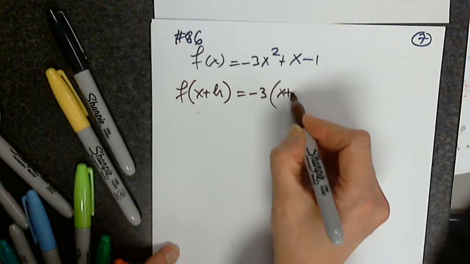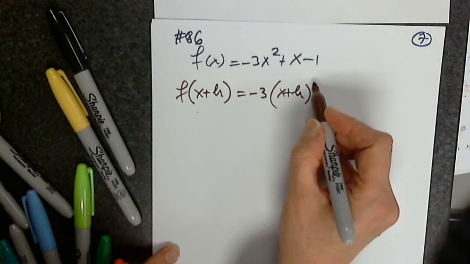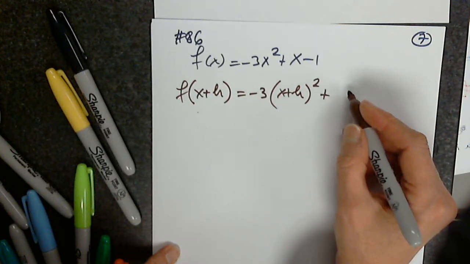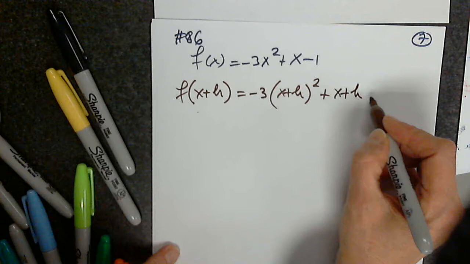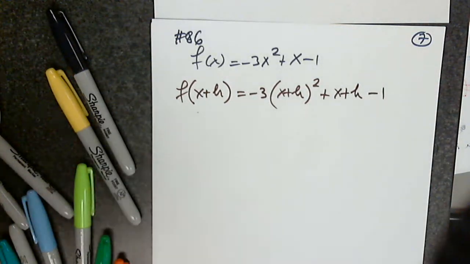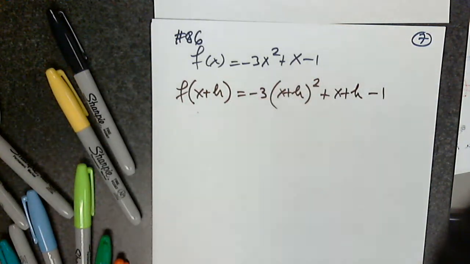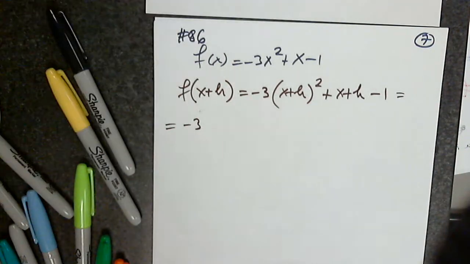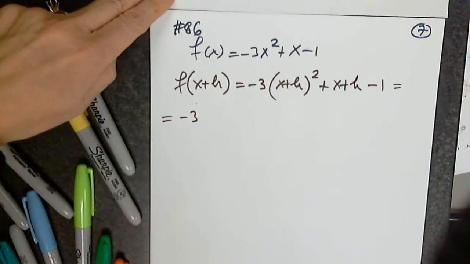x plus h, very good, squared. Perfect. Plus? x plus h minus 1. Yes. There is no need of parentheses because this is positive. There is no number. Good. So can anyone just square x plus h for us first? Do not distribute yet. I want everyone to see what we're doing.